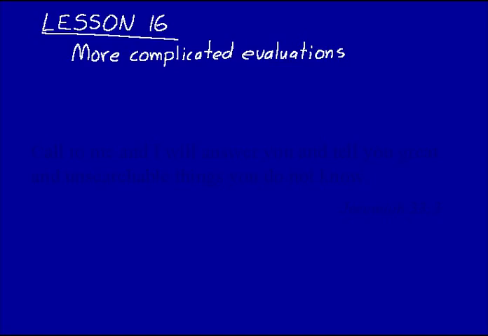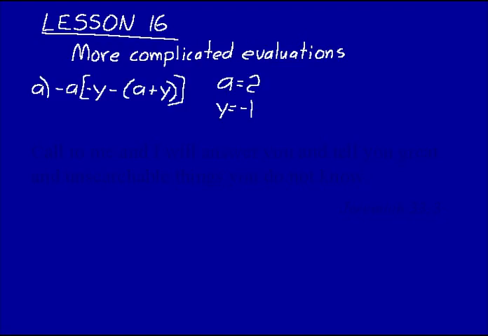So in this lesson, the reason it's called More Complicated is basically you're just going to have multiple symbols of inclusion now in these evaluation problems. You were first introduced to these evaluation problems back in Lesson 14, so this is just an extension of that. Let's just go ahead and do some practice problems.